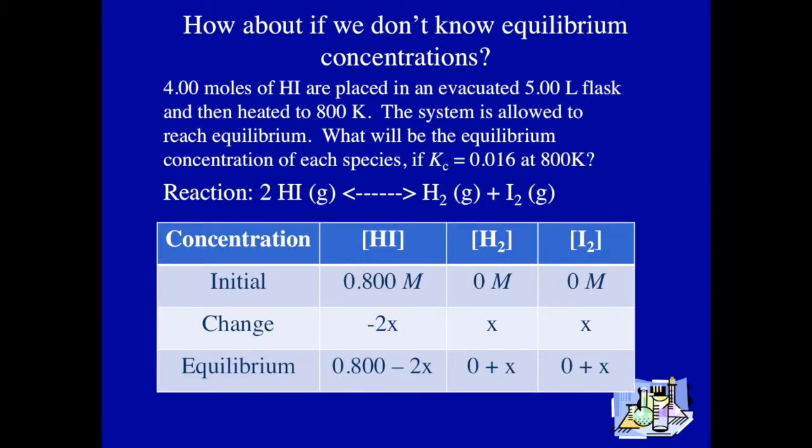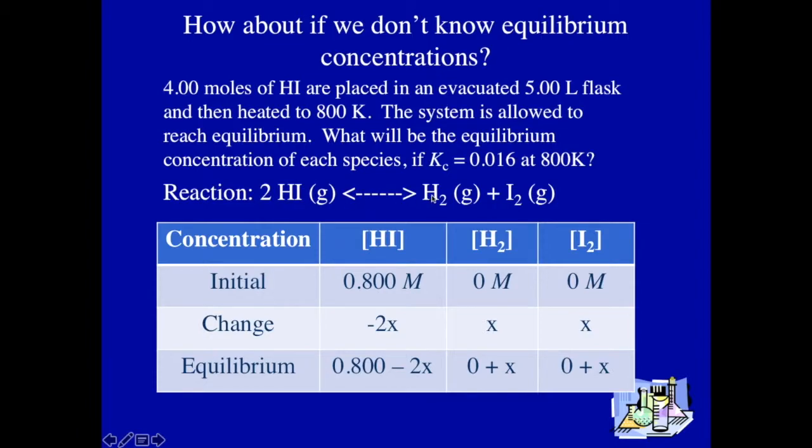Now, to take a little bit closer look at this, 4 moles in 5 liters. That means my initial concentration of hydrogen iodide is 0.800 moles per liter. 4 divided by 5 is 0.8 moles per liter. I start with 0 hydrogen, I start with 0 iodine.